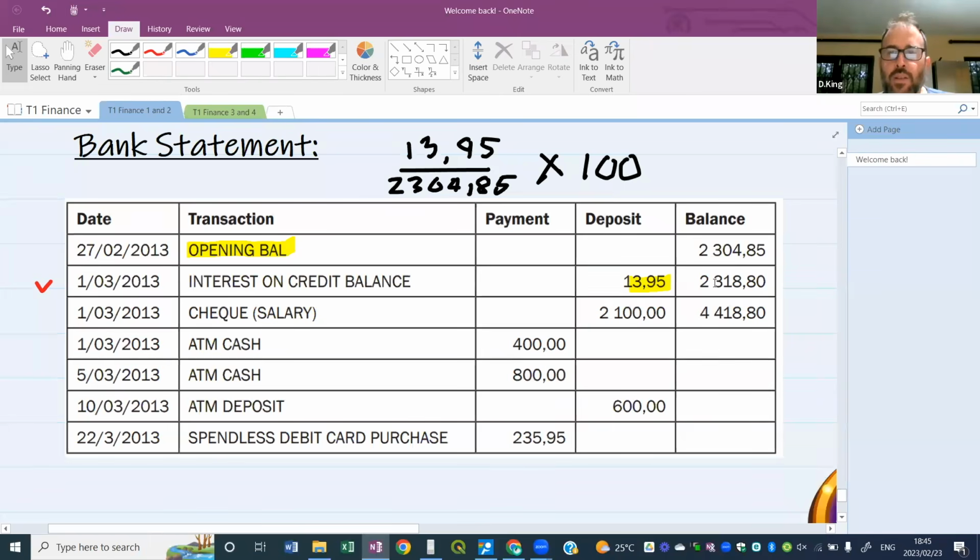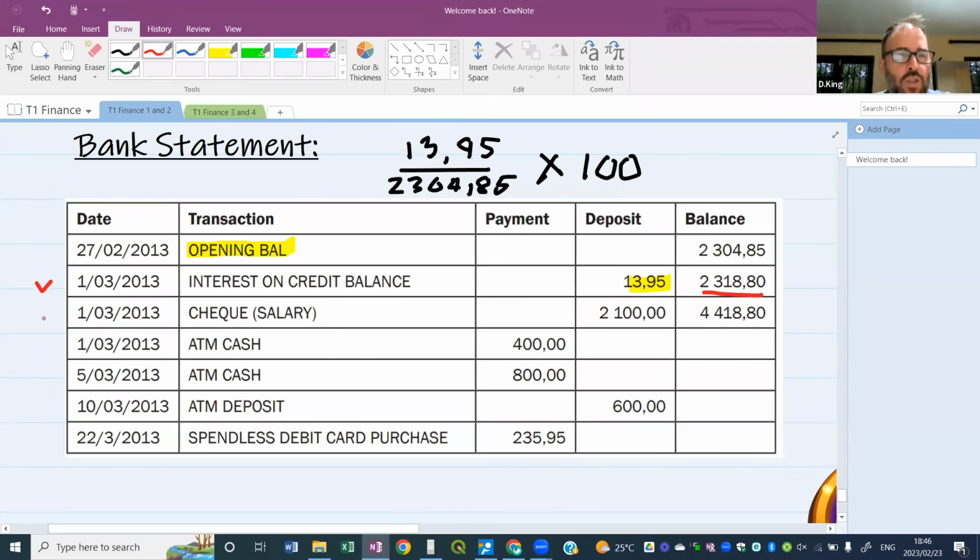And what we see here, there's a new total, and it's been added up to the opening balance. And we see now there's a new total of 2,318 and 80 cents. Okay. So that's the new balance after this first transaction.